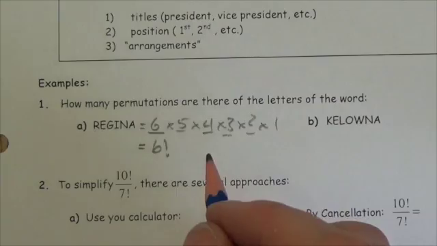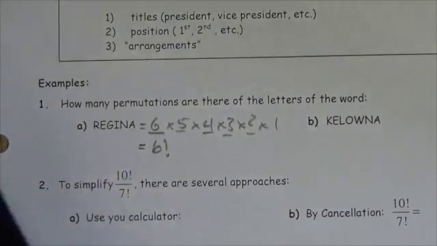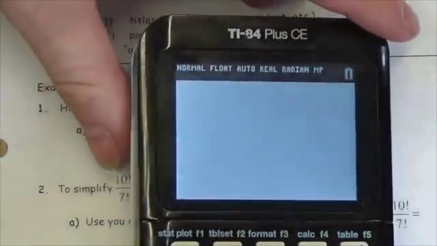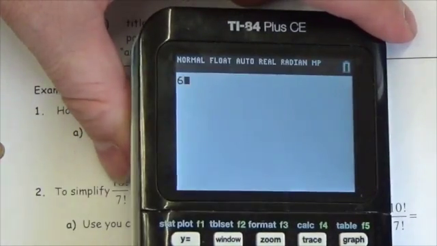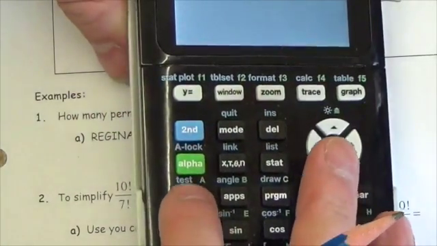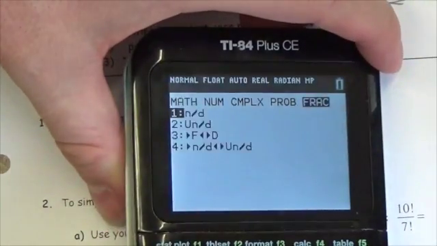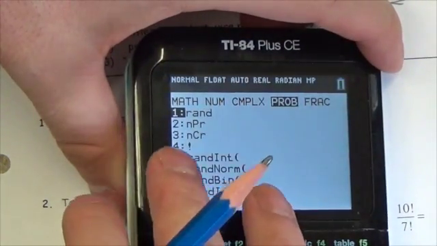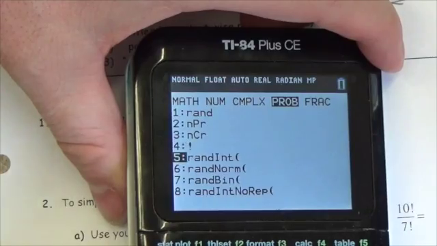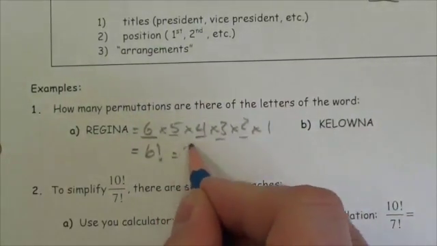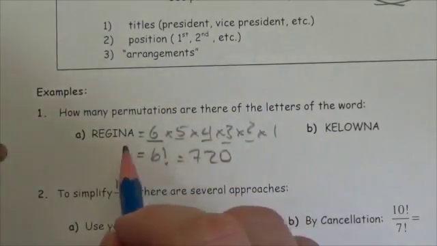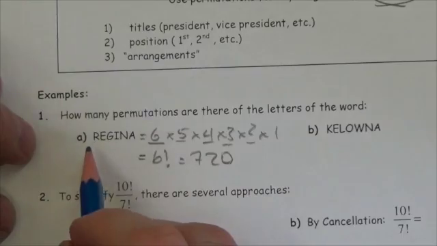And if you go to your calculator, I'll show you how to do this in case you're not quite sure where to go. To get 6 factorial, you'd enter 6. Then you'd press your math button right here, go over to the probability menu, and right down there is number 4. Whoops, too far. Number 4, there's my factorial. So there are 720 different ways to permute, or different unique arrangements of, the letters in the word Regina.